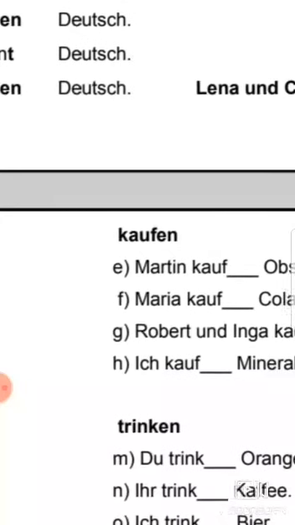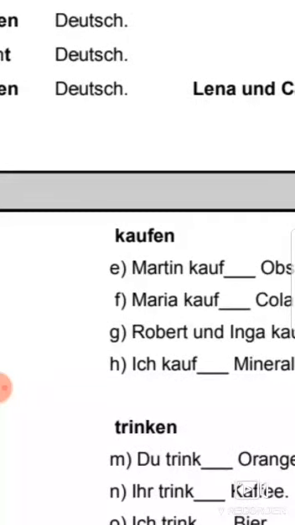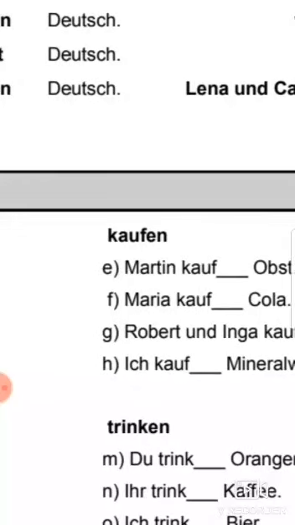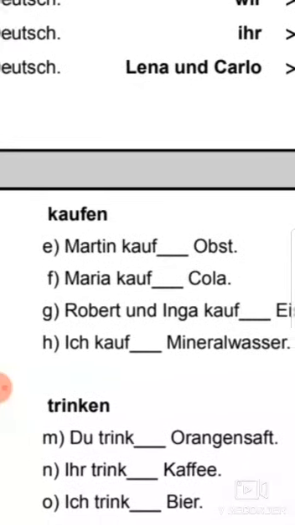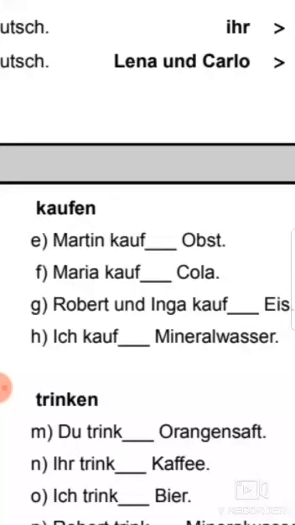Next, nächstes Beispiel ist kaufen. Kaufen, to buy. Martin kauft Obst. Martin buys fruit. Maria kauft Cola. Robert und Inga kaufen Eis. Ice cream. Robert and Inga buy ice cream.